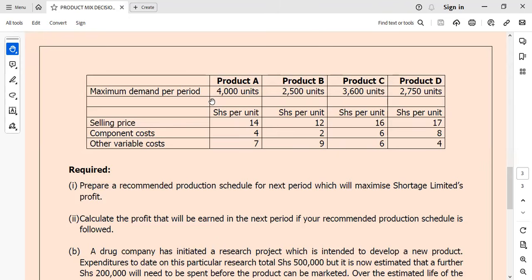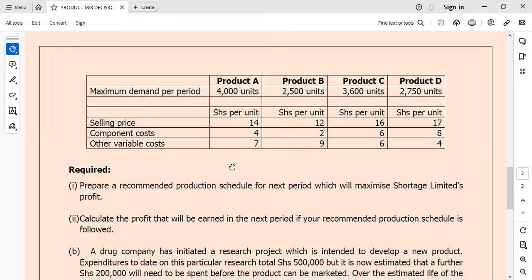Required: prepare a recommended production schedule for the next period, which will maximize Shortage Limited's profits. Then, Roman 2, calculate the profit that will be earned in the next period if your recommended production schedule is followed. So those are the requirements of the question. In part A, or Roman 1, we are required to come up with a product mix for the next period, which will maximize profits. Then in part 2, we are required to calculate the profit that will be earned in the next period if we follow the production schedule in Roman 1.